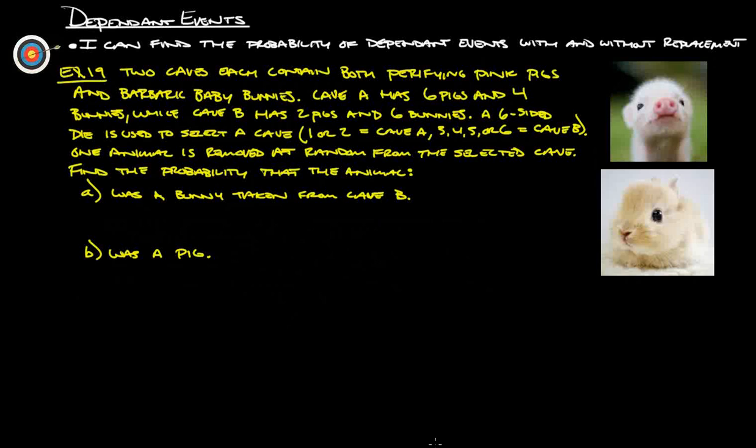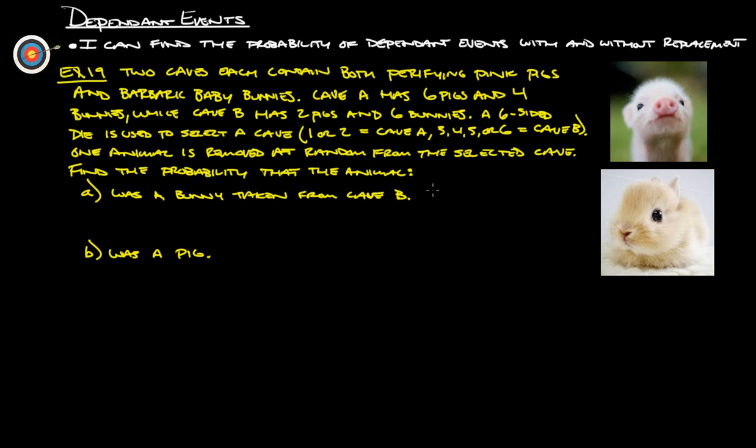Two caves each contain both petrifying pink pigs and barbaric baby bunnies. Cave A has 6 pigs and 4 bunnies, while Cave B has 2 pigs and 6 bunnies. A 6-sided die is used to select a cave. 1 or 2 means Cave A, 3, 4, 5, or 6 means Cave B.